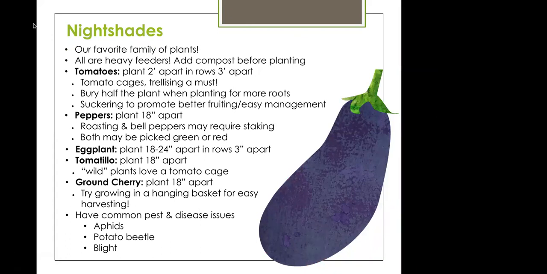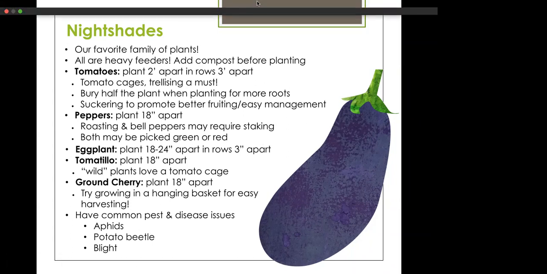All right, so our nightshade family includes our tomatoes, peppers, eggplants, tomatillos, and ground cherries. These are all heavy feeders, so add your amendments and compost before planting. Make sure that your soil is ready for those plants. And also with your crop rotation, you want to make sure that your tomato plants weren't planted in that same area as the previous year. If you have the capacity, make sure that you're rotating your plants.